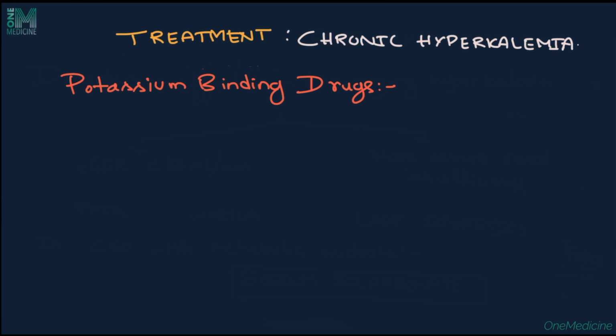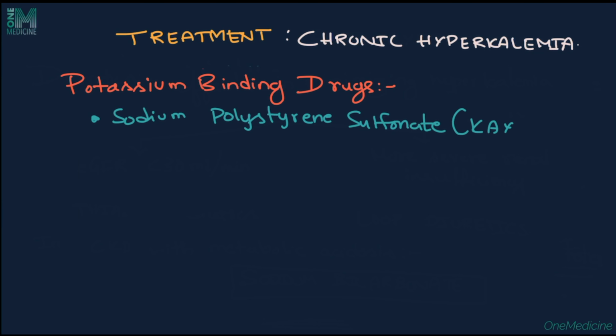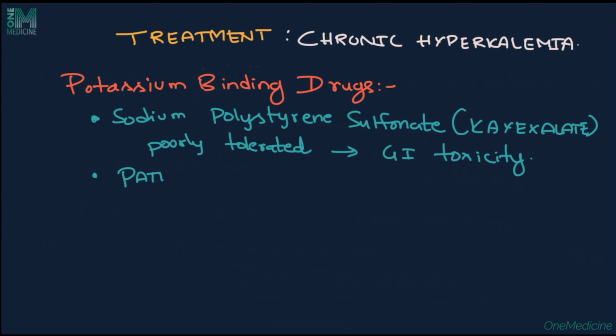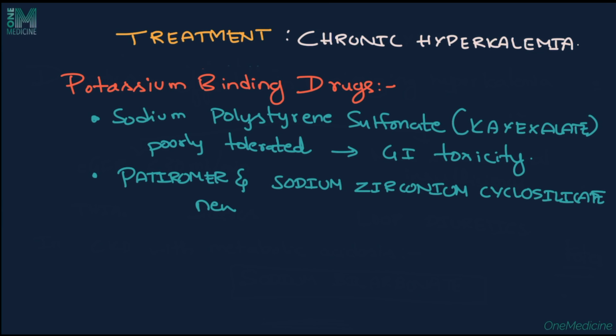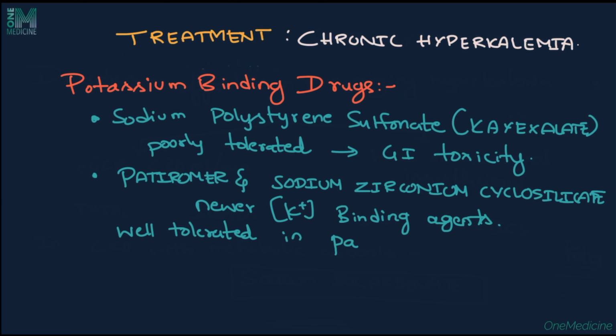Potassium-binding drugs can be utilized whenever hyperkalemia is refractory. Sodium polystyrene sulfonate, also called Kayexalate, is available but it is poorly tolerated, leading to GI toxicity. Patiromer and sodium zirconium cyclosilicate are new potassium-binding drugs that are well tolerated when used in chronic hyperkalemia.